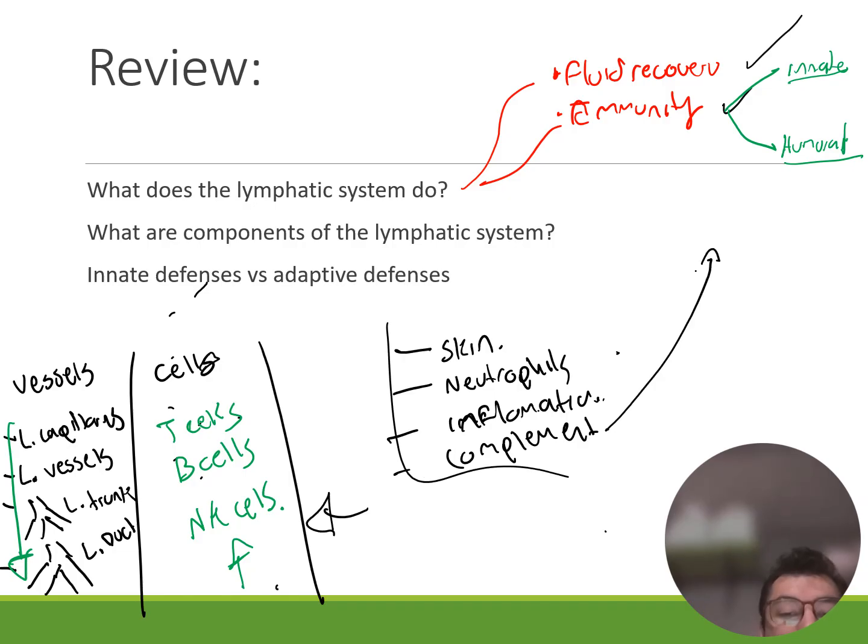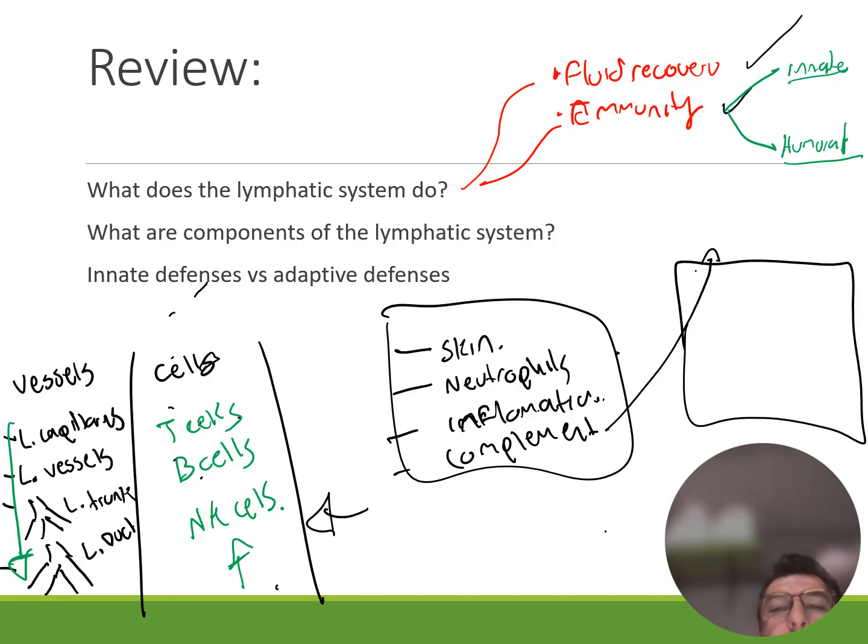Now, this is different from adaptive defenses, and the adaptive defenses are known because they attack specific diseases. So if you have immunity against a certain flu strain of a virus, that will make you less likely to get so sick when you get infected. Immunity means that you're carrying a specific antibody to attack that type of pathogen.